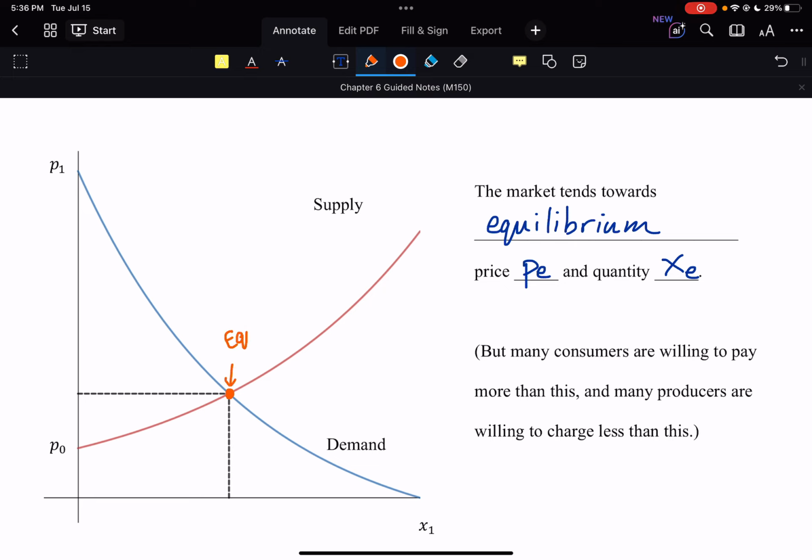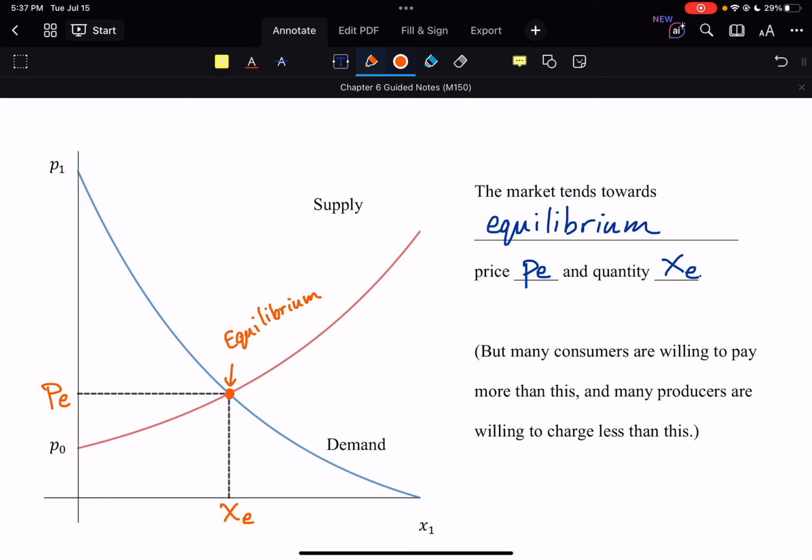Okay, so this is equilibrium. This is where supply and demand are equal. So this is what we're aiming for as an economy, as producers and consumers. So we have the equilibrium price, P sub E, and equilibrium quantity demanded, X sub E. The quantity demanded is right here. The price that is being charged is right here.